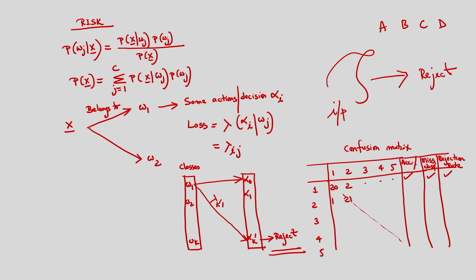So come to this point. You can see the loss we can determine by this, the lambda ij. That means the action alpha i I am considering corresponding to the class is omega j. Now I have defined the loss. Now let us define the conditional risk. In my next slide, I will explain what the conditional risk is. So move to the next slide.